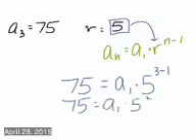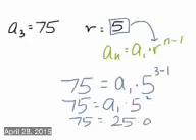What's 5 squared, Madison? Try again. 25. Yay. So 75 equals 25 times A1. Do you know how to solve for A1, Madison? Nope. Not subtract. I don't get rid of multiplication by subtraction. I don't get rid of multiplication by adding. Divide. There we go.